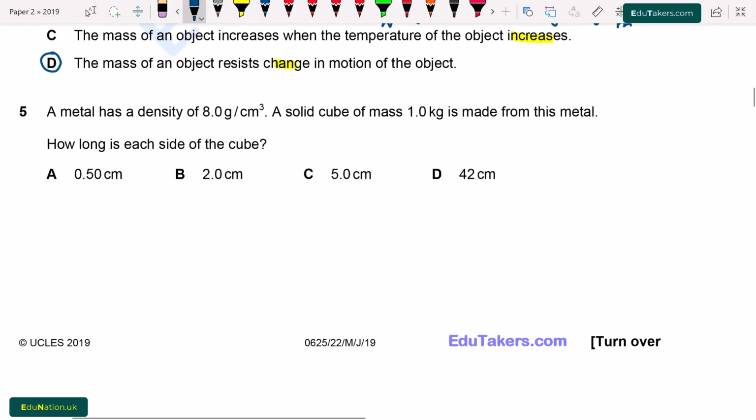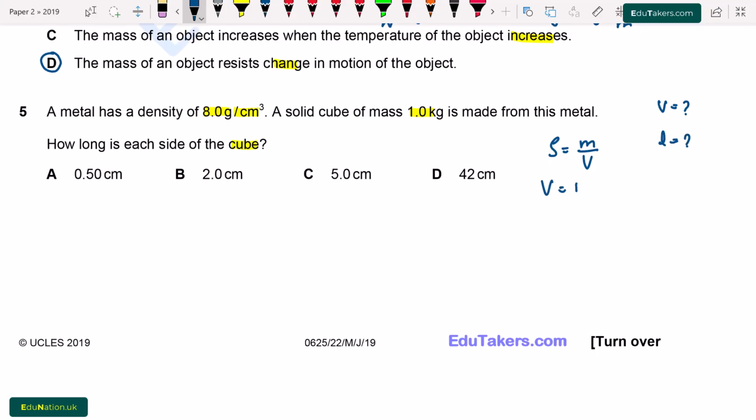Question number 5. A metal has a density of 8.0 gram per centimeter cube. A solid cube of mass 1.0 kilogram is made from this metal. How long is each side of the cube? Basically here we have to find out the length of each side of a cube. Density and mass are given. We use the formula of density. Density is equal to mass over volume. First of all we find the volume, and then from the value of volume we find the length.